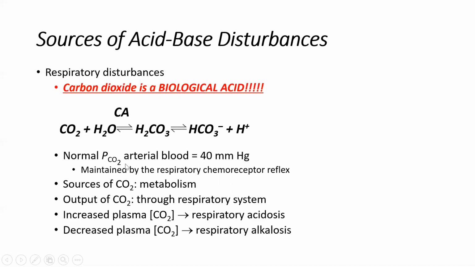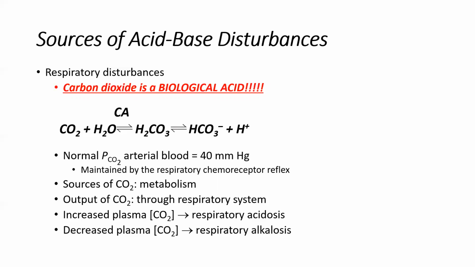Now, the normal PCO2 in our blood should be about 40 millimeters of mercury, and this is maintained by the respiratory chemoreceptors in our brain. The brain is basically detecting the acidity of our blood by determining what the arterial PCO2 is. Some of the sources of CO2, as I mentioned earlier, are metabolism of fats, proteins, lactic acid production by muscle, and so on. And some of the outputs are through the respiratory system by blowing off CO2. If we have increased plasma CO2, that can create a state of respiratory acidosis. If we have decreased plasma CO2, that is a state of respiratory alkalosis.